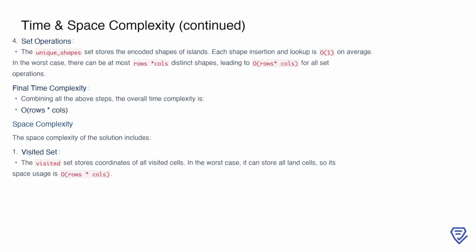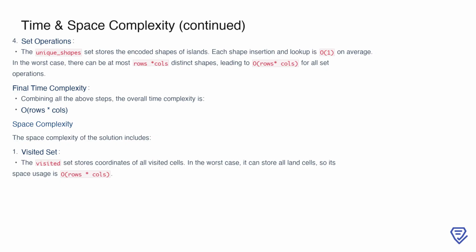Next, we consider the set operations used to track unique island shapes. The unique_shapes set is responsible for storing the encoded shapes as tuples. Each insertion or lookup operation in the set is, on average, O(1). In the worst-case scenario, there could be as many as rows * cols distinct island shapes, which means all set operations combined contribute an O(rows * cols) cost. When we combine all these steps, the outer loop traversal, DFS calls, shape encoding, and set operations, the overall time complexity simplifies to O(rows * cols).